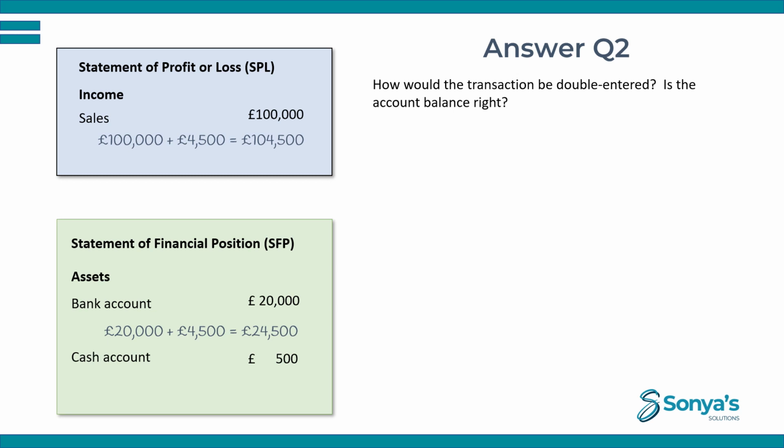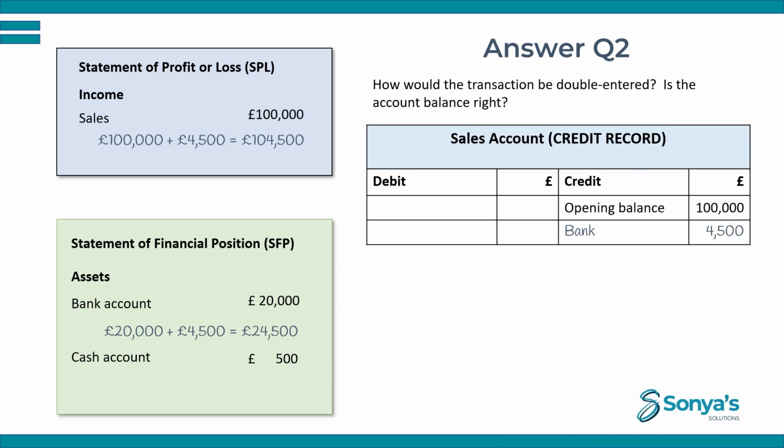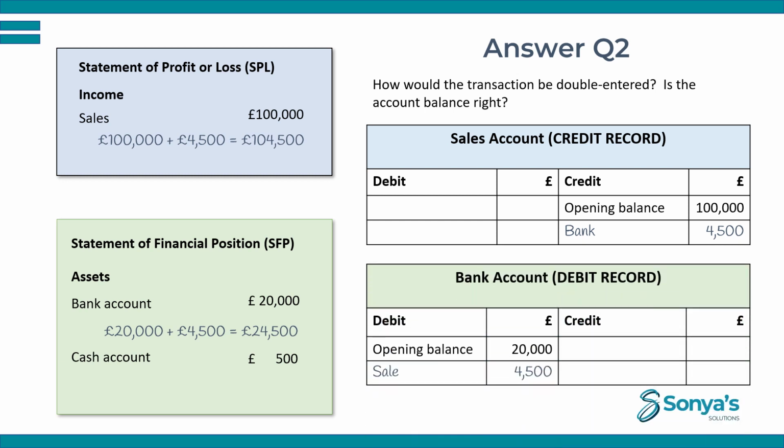The sales account is a credit record, so the opening balance is on the credit side. The business has sold £100,000 worth of goods or services to date. We need to increase it by £4,500, so we credit it. The equal and opposite entry is debited to the bank, but let's think about this carefully. When there's money in the bank, it's a debit record, so the balance is on the debit side. The funds are paid into the bank, which increases the bank balance, so that's why it's debited.